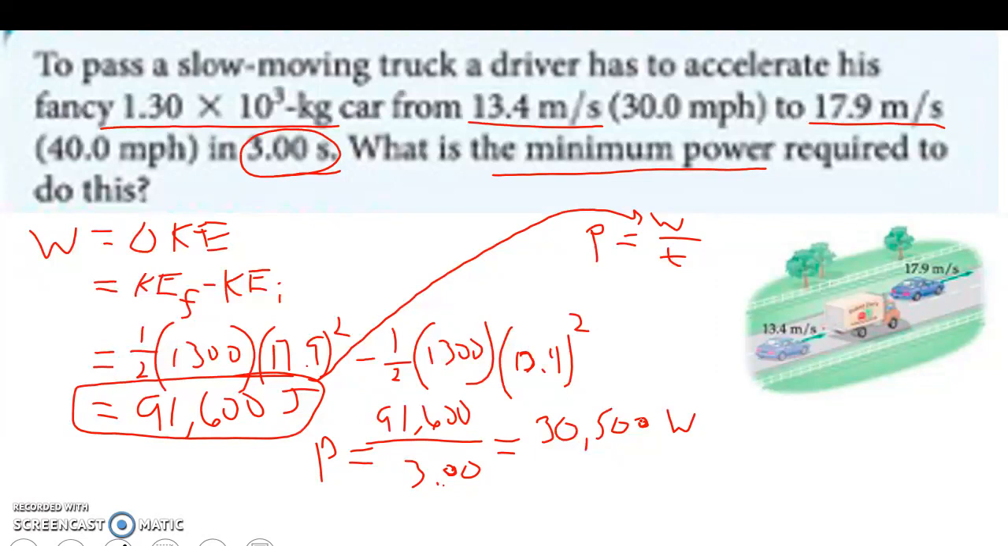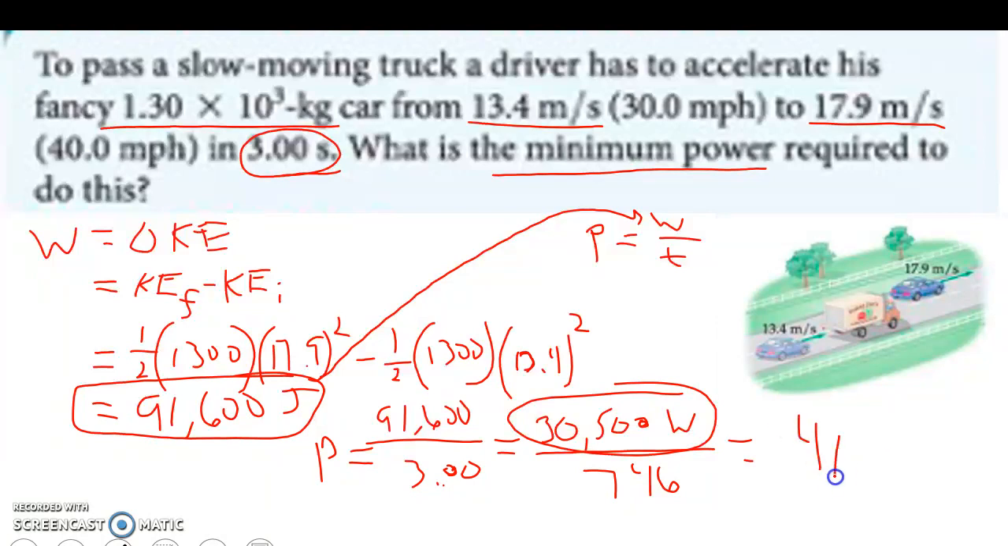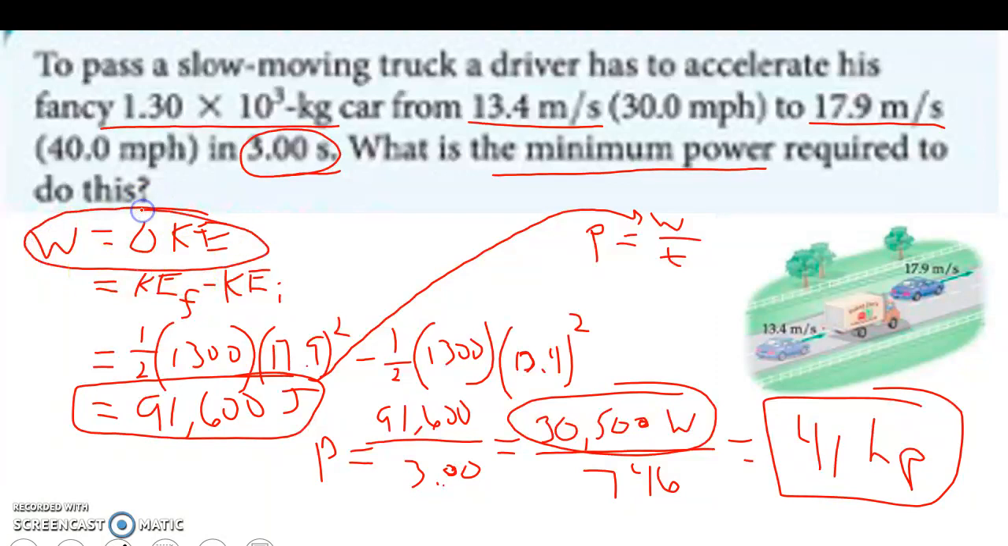So if we want to convert watts to horsepower, we just divide by 746. We have our answer in watts, we divide it by 746, and we find out we need 41 horsepower to do that. So cars can do that. But that's how we can find power. And remember, use your work theorems, changing kinetic energy. At some point, either in this video or the next, I'll show you how to use potential energy to do that also.